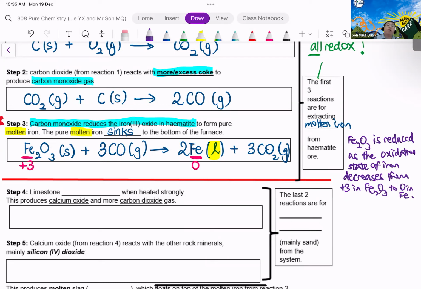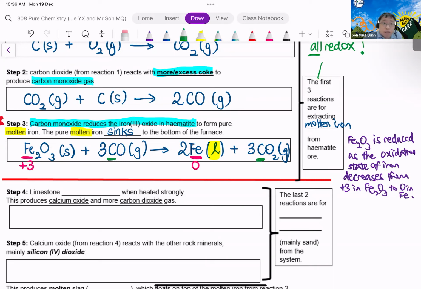Okay, so iron(III) oxide, Fe2O3, is reduced. So now, unsurprisingly, it's redox. If something is reduced, something else must be oxidized. So what is oxidized in step 3? Again, we work out using oxidation states. After the metal is done, we should work out the oxidation state of the non-metal. The non-metal in this case meaning carbon.